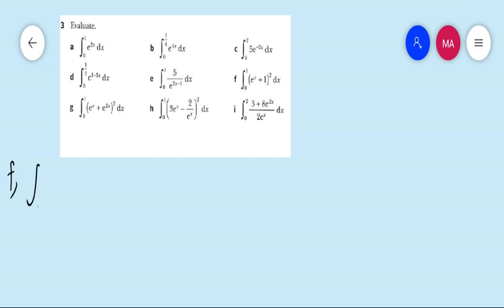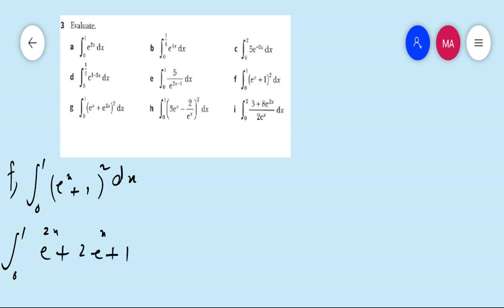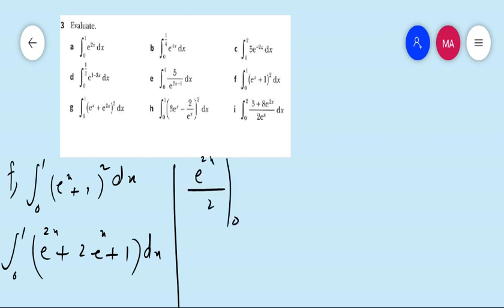Part F is integrate 0 to 1, (e^x plus 1) square dx. In this case, first we have to expand (e^x plus 1) square by using the result (a plus b) whole square: a square, 2ab, b square. e^(2x) plus 2e^x, 1 square is 1, dx. Now integrate each term one by one. e^(2x) integration is e^(2x) upon 2, limit 0 to 1, plus 2e^x integration is e^x, limit 0 to 1, plus 1 dx integration is x, limit 0 to 1.